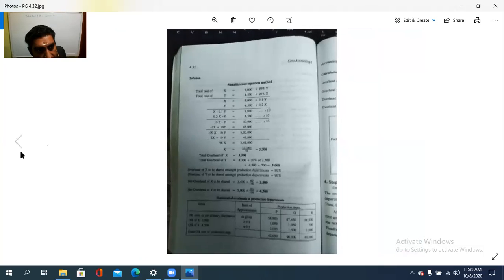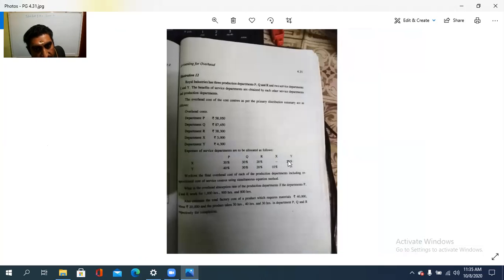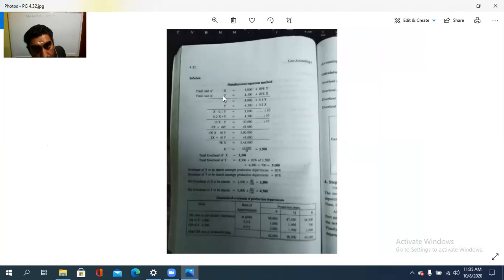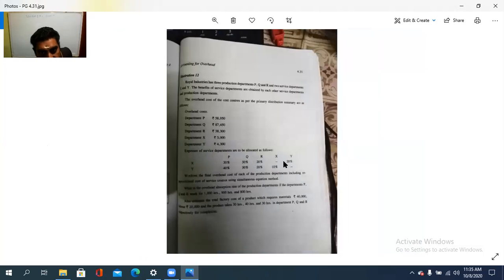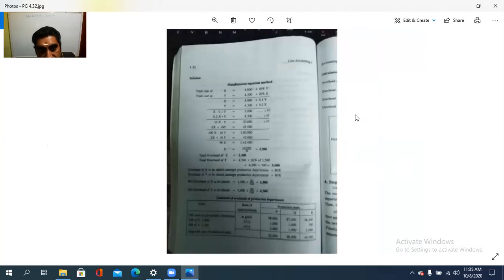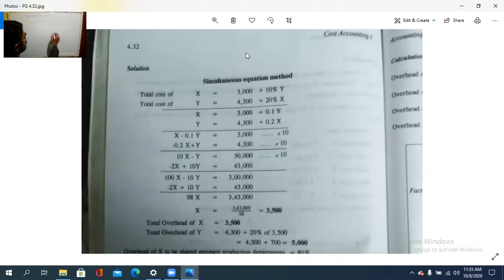See, this 3,000 plus 20% of Y and 4,300 plus 10% of X. It got reversed, yes, for X we have to take 10% of Y and 20% of X. So X is equal to 3000 plus 10 percentage of Y, and the total cost of Y is equal to how much? 4300 plus 20 percentage of X. This is the first case. Then what should we do? First the percentage has to be converted. So X is equal to 3000 plus 0.1Y and Y is equal to 4300 plus 0.2X.